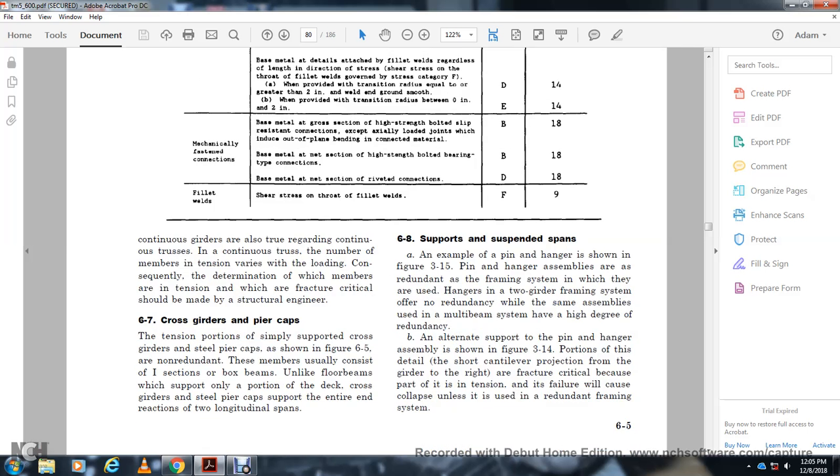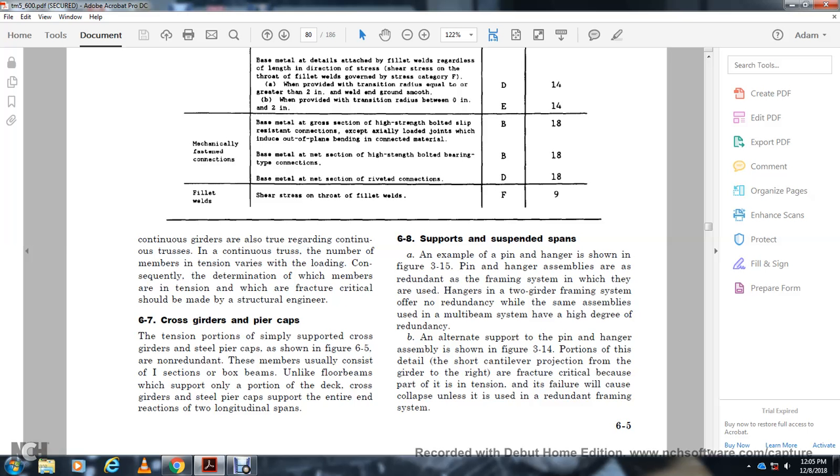6.7 Cross girders and pier caps. The tension portion, with the similar support of the cross girder and steel pier caps, is shown in Figure 6.5. The number of members is usually considered in the I section or box beam of the underfloor beam, which supports only a portion of the deck, and the cross girder of the steel pier caps, which support the entire end reaction of the longitudinal spans.